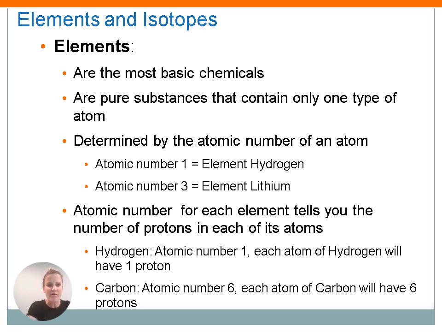Now, you could have a bunch of oxygen, so I could have like 1 million atoms of oxygen, but if they're all oxygen, then that is a pure element. That's a pure substance, okay? Now, an element is determined by its atomic number.